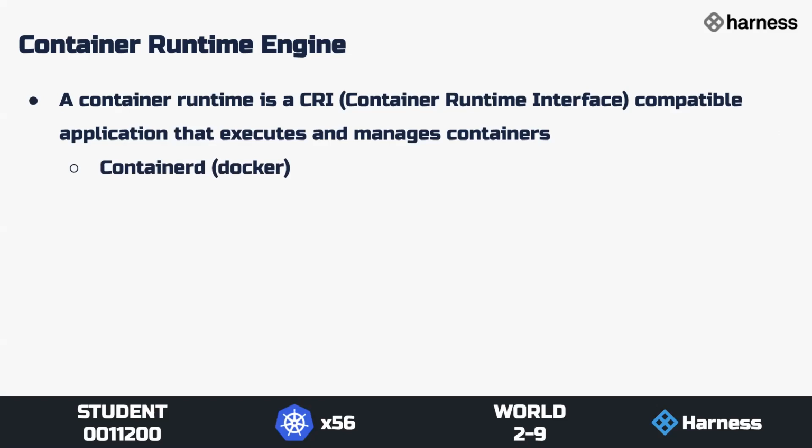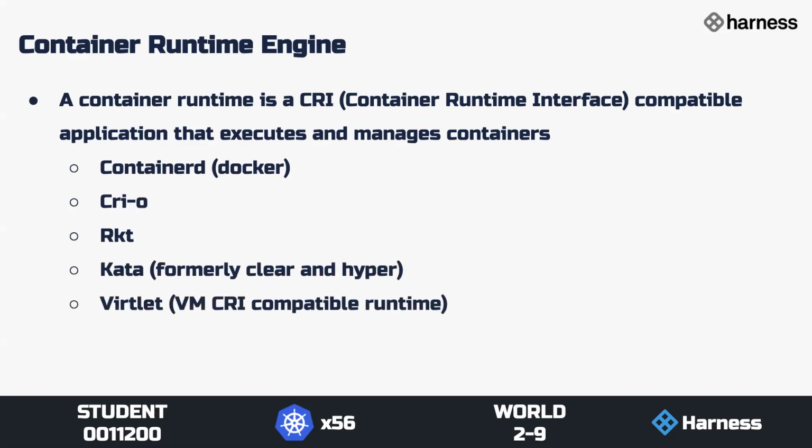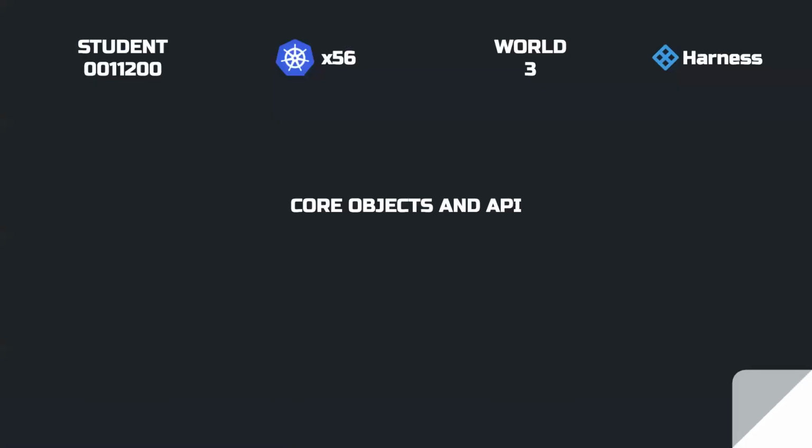The most popular one obviously is Docker. If you've heard of Docker, you probably have heard of it because you're looking at Kubernetes. Docker is obviously the most popular of all the container runtime engines that are out there. Then you have a couple others like CRI-O, Rocket, Kata, Virtlet. So there are a few out there, but obviously Docker is the most popular one.